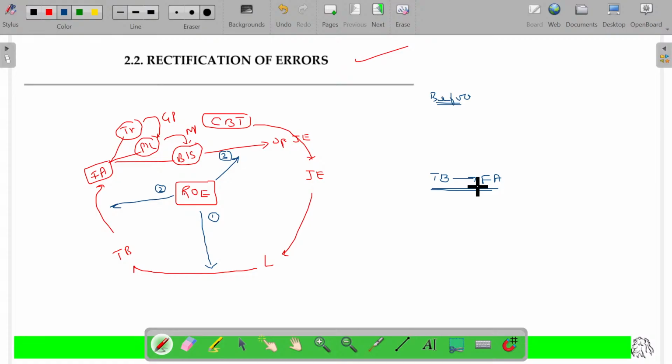If you have not posted 500 rupees in the debit side as well as 500 rupees in the credit side, the entire trial balance will be totaled lesser by 500, but the trial balance will still agree. But if you have posted 500 rupees in the debit side but missed to post in the credit side, debit side trial balance value will be higher, credit side value will be lower. So one side there will be error. If there is a one side error, that error will be combined and shown in a new account called suspense account.